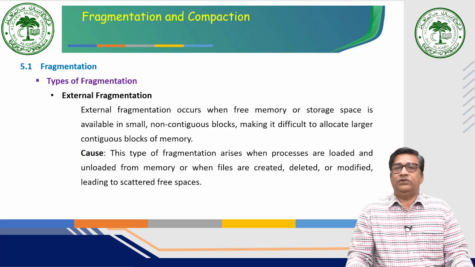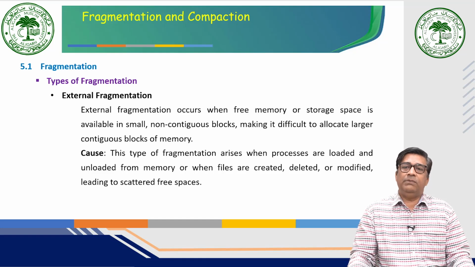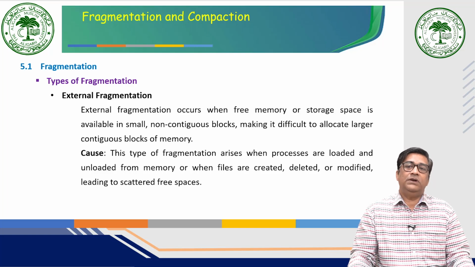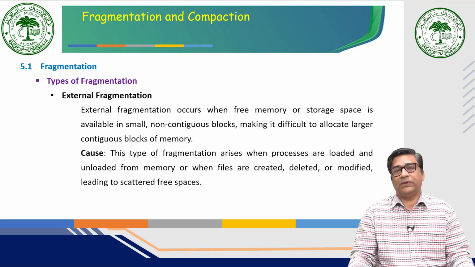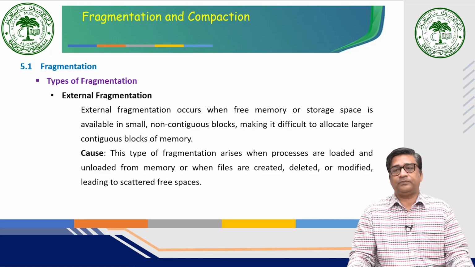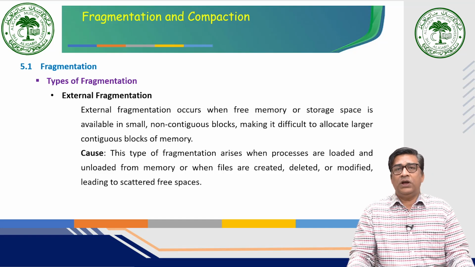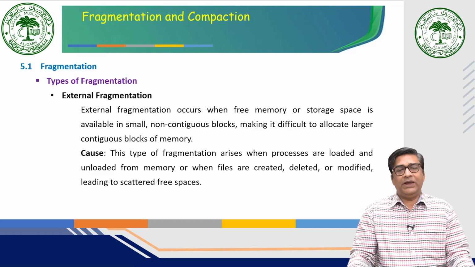Now let's try to understand the second type of fragmentation, which is external fragmentation. External fragmentation occurs when available memory or storage space is fragmented into multiple small non-continuous blocks. This fragmentation can make it challenging to allocate a large continuous block of memory for a process or data. The primary causes of external fragmentation include process loading and unloading.